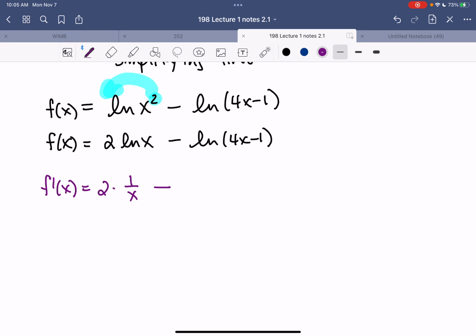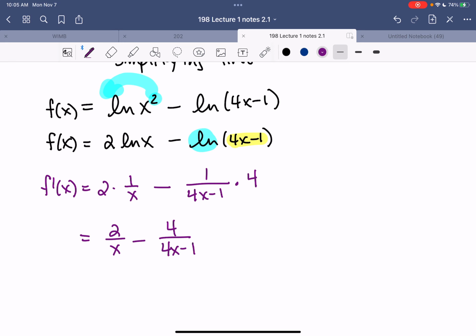Minus. Okay, now here on this term, we have the natural log on the outside and the 4x minus 1 on the inside. So we want to use chain rule. Our outside function is the natural log. Derivative of natural log is 1 over whatever I have. So 1 over what's in the parentheses, so 4x minus 1, times the derivative of what's inside, which is 4. So this becomes 2 over x minus 4 over 4x minus 1.